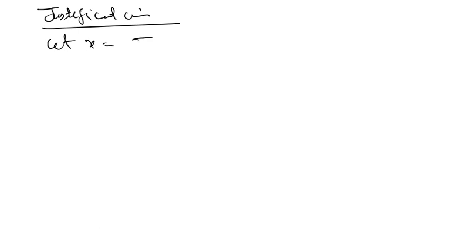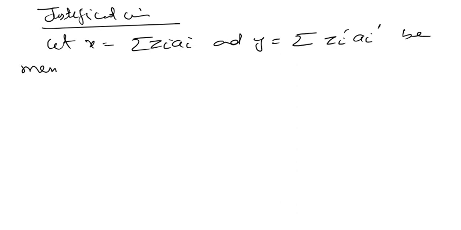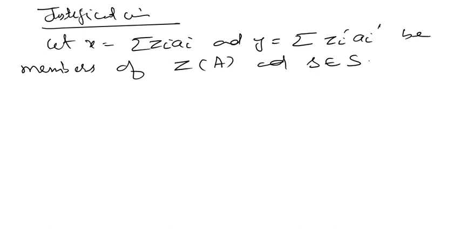So let's take two elements, x equal to the finite sum Z_i a_i and y equal to the finite sum, say Z_i' a_i', be members of Z A, and s is a member of S. Then what's this? s times (x plus y). By definition, you now apply this. It's called summation Z_i a_i plus summation Z_i' a_i'.